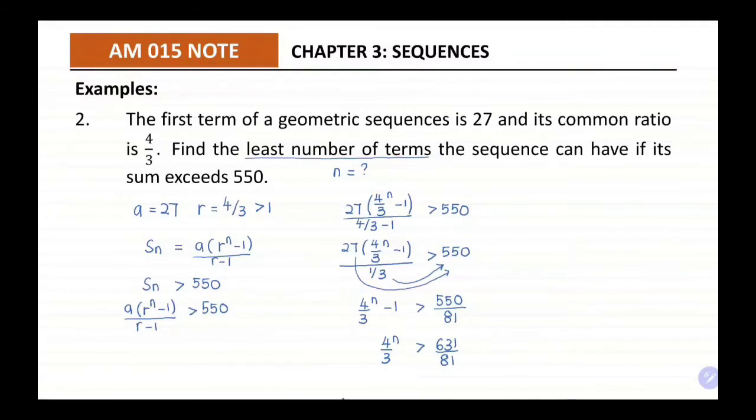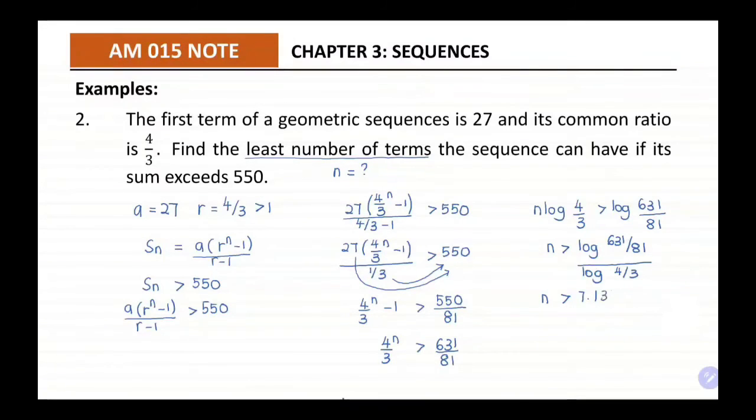Since we cannot change the base, we use log to solve this problem. We use log, so n log 4 over 3 is greater than log 631 over 81. Then we get n greater than log 631 over 81 divided by log 4 over 3. Then we calculate using a calculator. So we get n greater than 7.1359. So we conclude n equals 8.